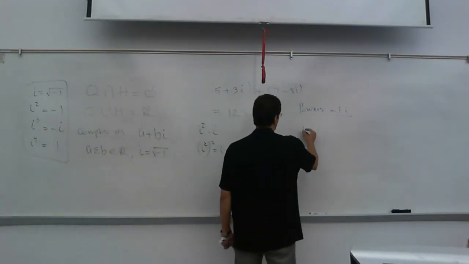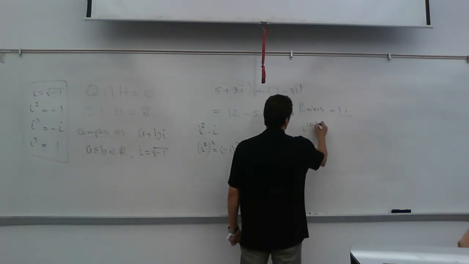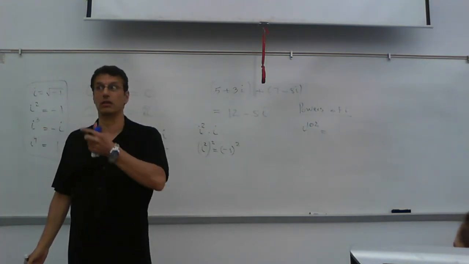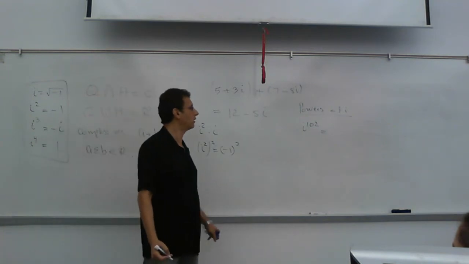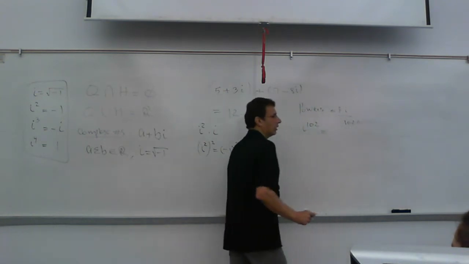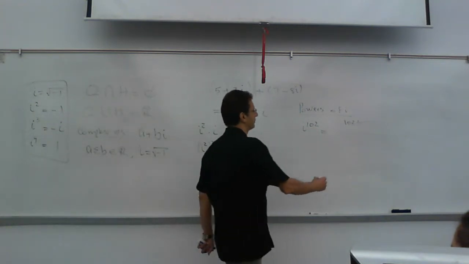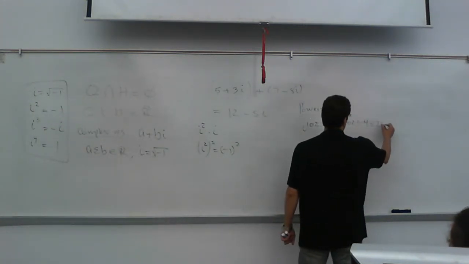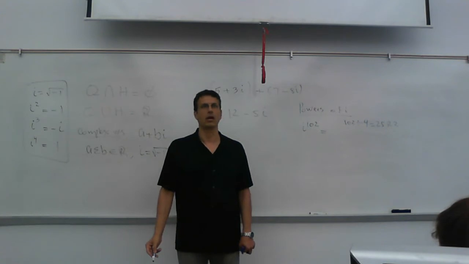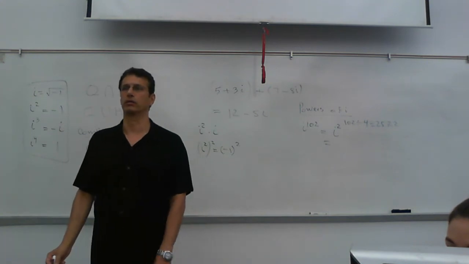For example, if somebody says, okay, what is i to the power of 102? Here's the easiest way. And by the way, this is not the only way, but this is the fastest way. All you have to do, look at the exponent, class, 102. Everybody knows i to the power of 4 is 1, isn't it? Divided by 4, what do you get? Remainder 2, right? So just keep the remainder. It's equal to i squared.